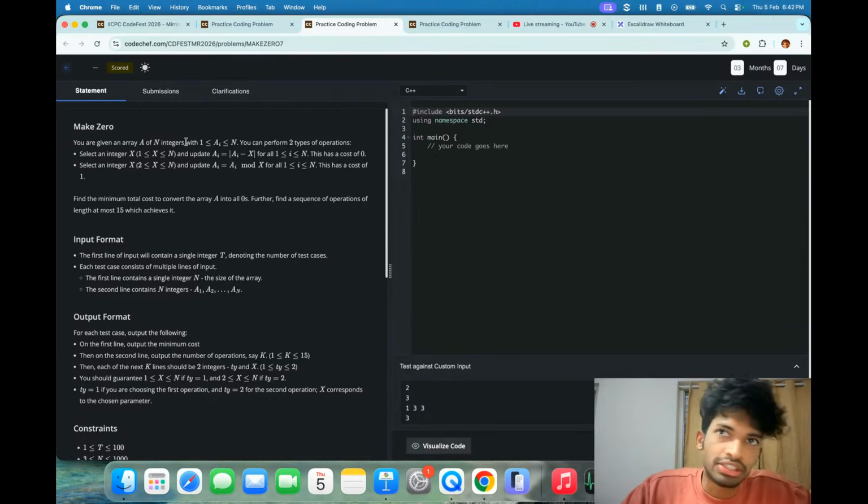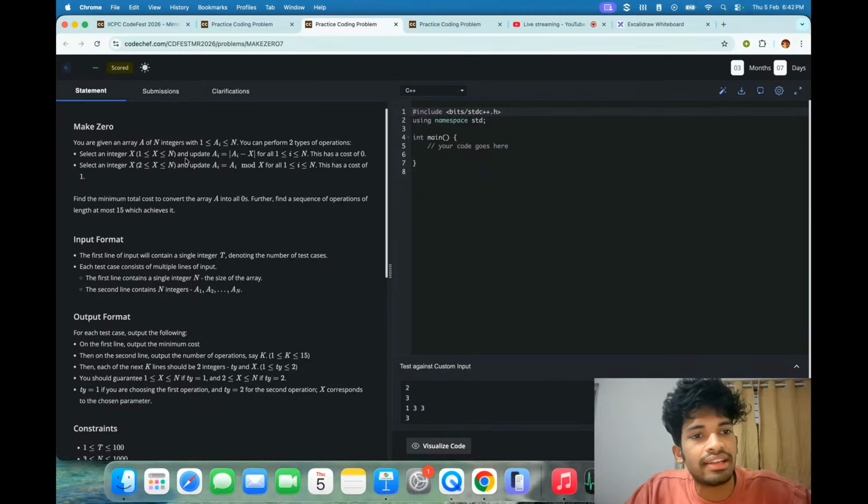You're given an array of n integers. You can perform two types of operations. Select an integer x and update.